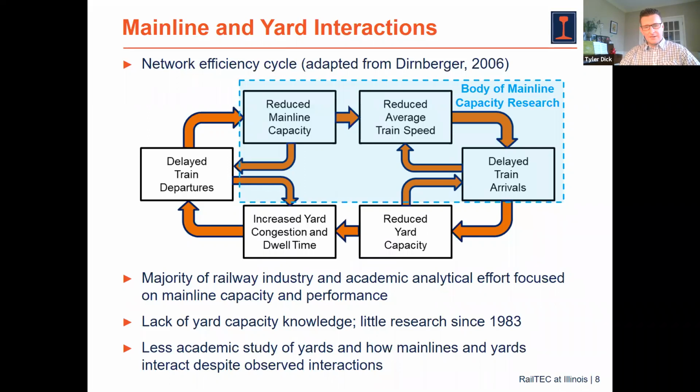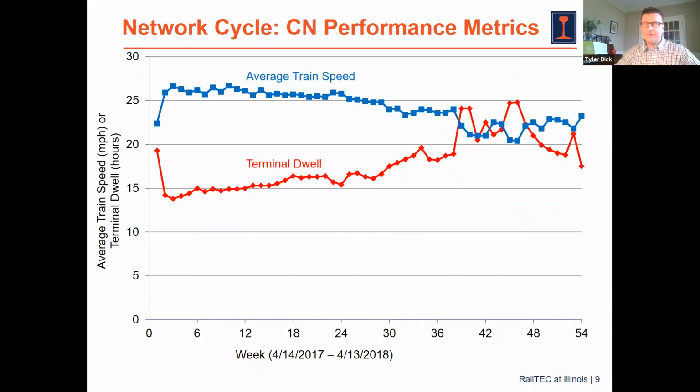Okay, so we've had less work in the yard space and even less work on how main lines and yards interact, despite observed interactions. I've got an example here looking at some interactions between two railway performance metrics, collected over a 1-year period. This happens to be for CN Railway. Back in 2017, they had a great example of showing, over the course of a year, some network disruptions, and gradually over time their terminal dwell time increased.